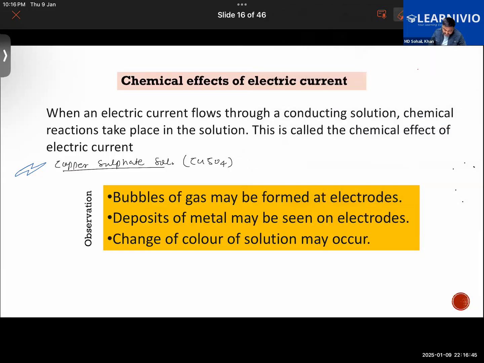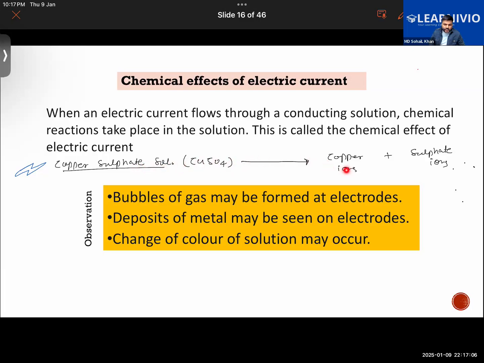So when the electricity will be passed through it, what will happen? It will split up into two components, namely the copper plus sulfate, copper ions and sulfate ions. So hasn't a chemical reaction happened here?